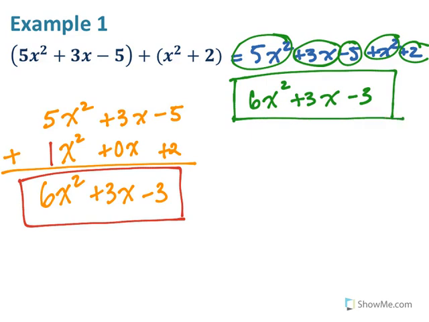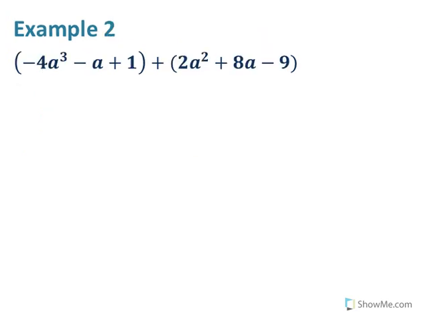So whatever you prefer, you can either set them up vertically and do vertical addition like we did here, or you can simply combine like terms. Let's take a look at our second example where we have some negative terms. Just be very, very careful.